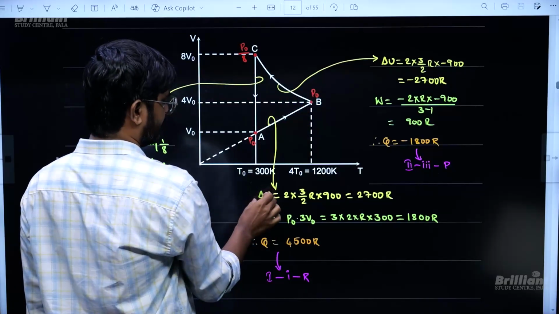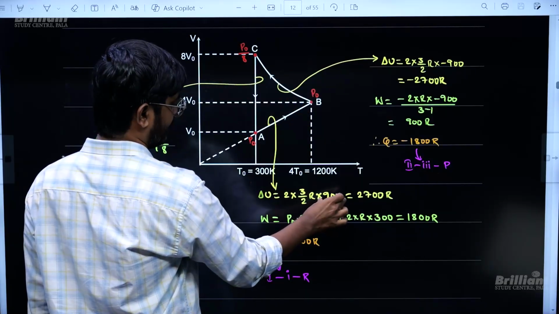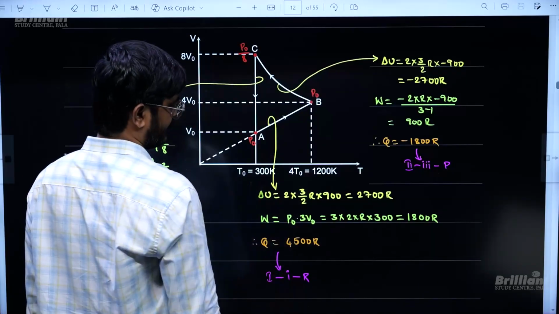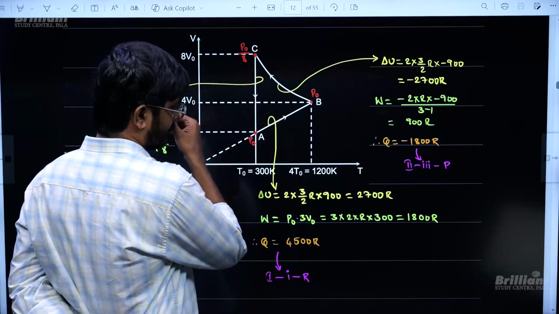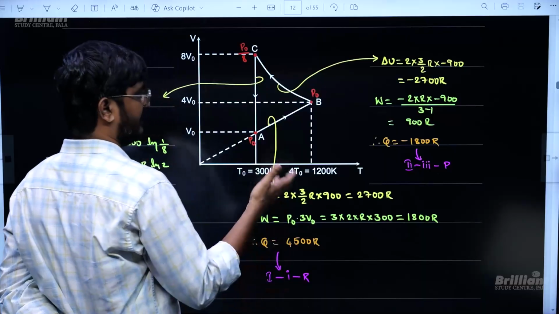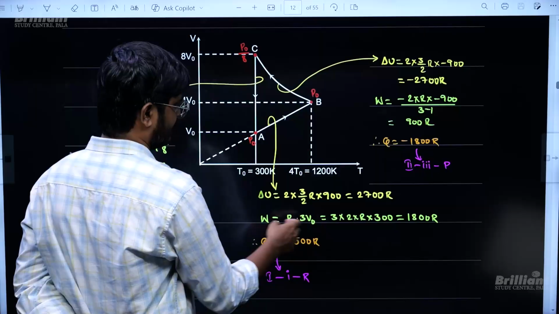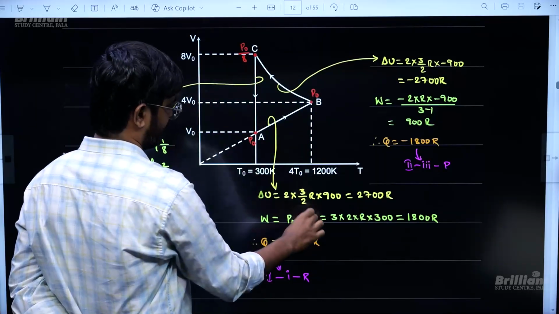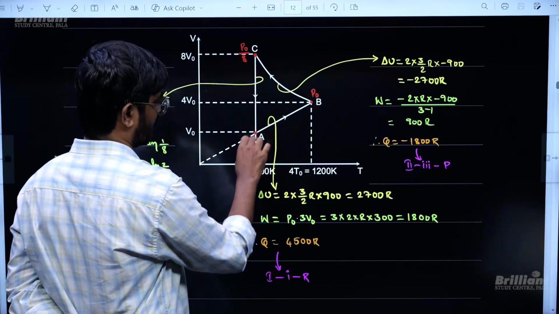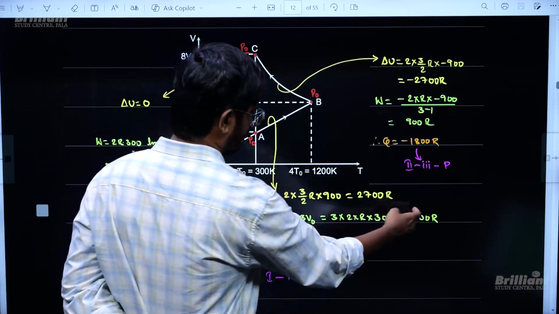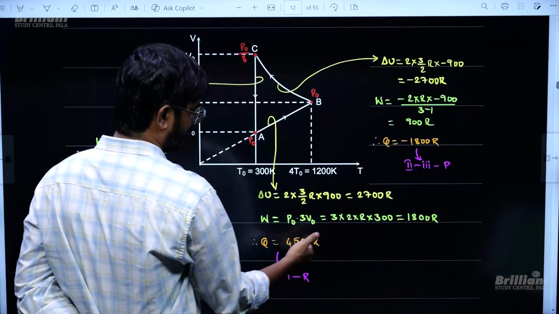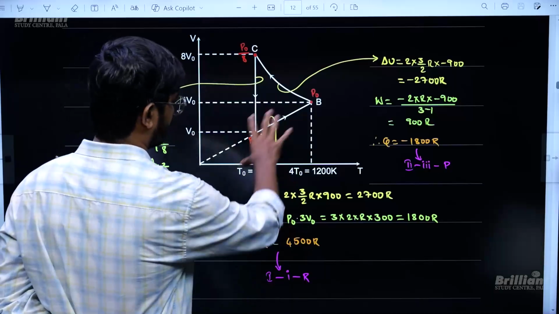In any process, delta U is nCV delta T, which is 900. Work done, you can say area under the graph, or the integral of P dV, is going to be P delta V, where P is constant. The volume difference is 3 V naught, and P naught V naught is nR T naught according to our assumption. Then you will be getting 800, and when you add them, you will be getting Q. So that's how the constant pressure process works.